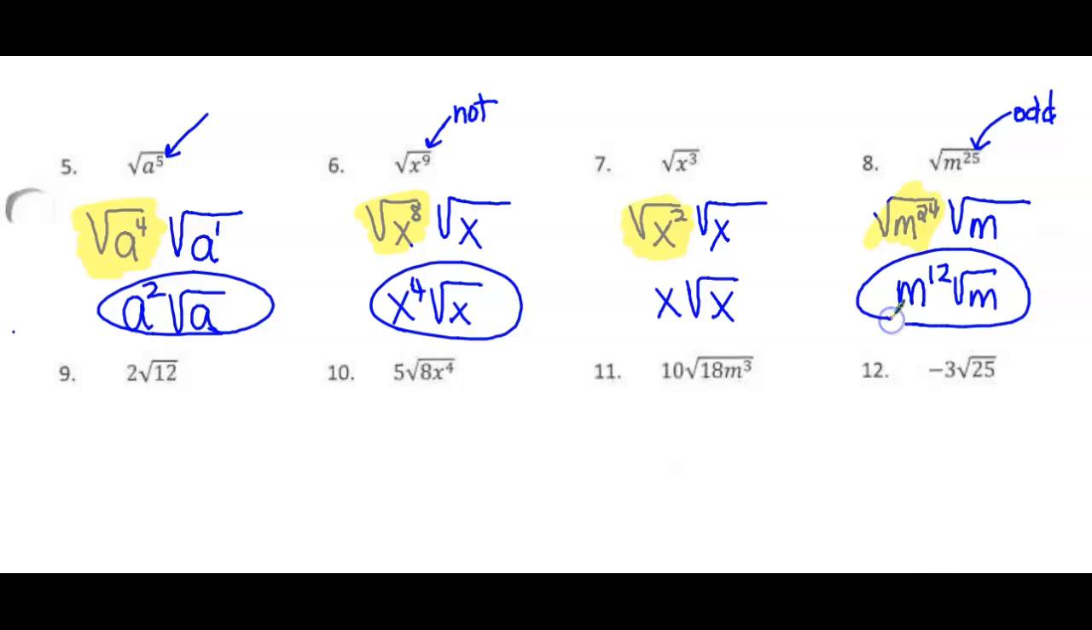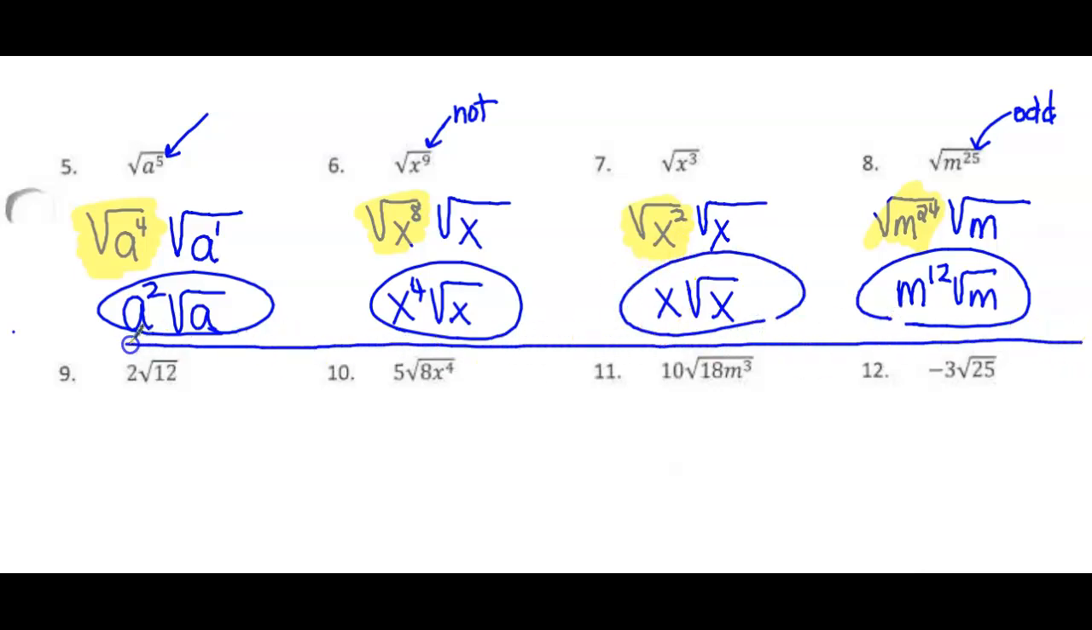Okay? Next row. Things are going to change again. So each time we're adding a new element. If you look at the next row, there is now a number on the outside. On number 9, there is a 2 out here. Now that 2 means we're going to multiply by 2. When we look at the square root of 12, that is not a perfect square.